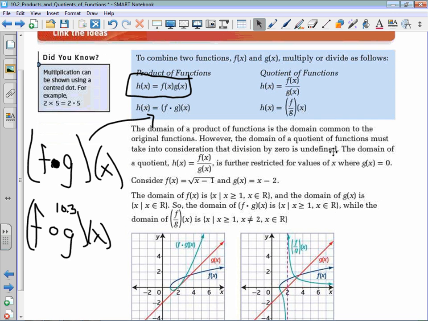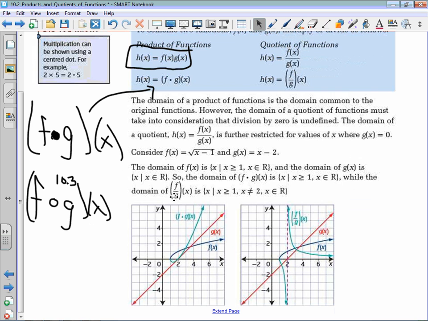So they talk a little bit about what can happen in these situations. One of the most important things is if my divisor is 0, that point doesn't exist. So here they show f of g of x, or f divided by g of x, but g of x is 0 when x is equal to 2. Look what happens to the teal, the f divided by g of x. It doesn't exist at that point. It actually creates a vertical asymptote.